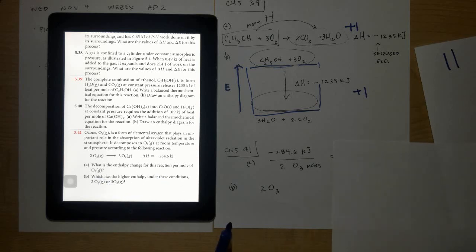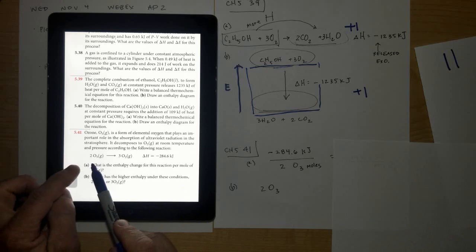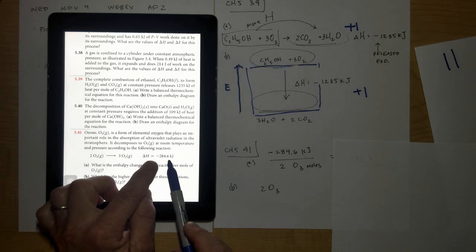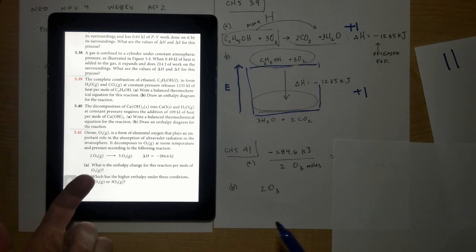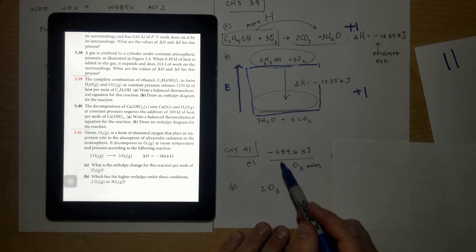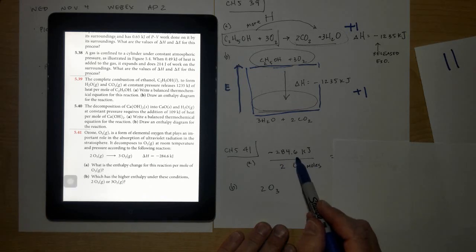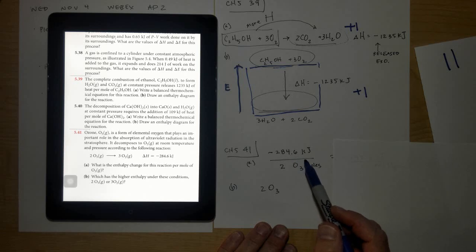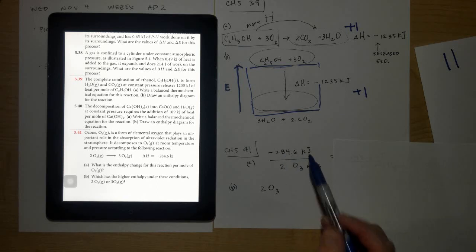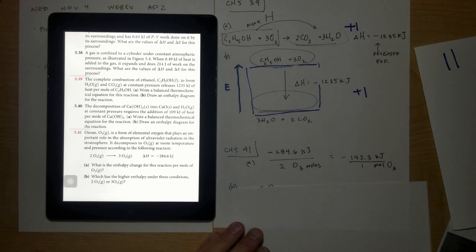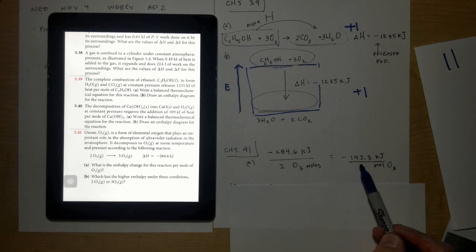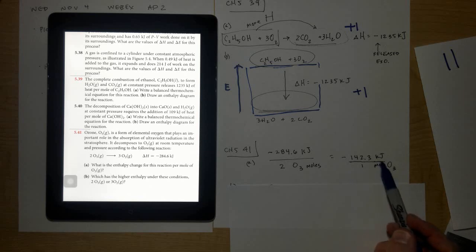Well, in the balanced chemical equation, you'll see that there's a 2 in front of the O3. For every 2 moles of O3, 284.6 kilojoules are released or given off. And so we could write a ratio or a fraction saying for every 2 moles of O3, 286.4 kilojoules are given off. But we want to know how many kilojoules there are per 1 mole of this. So you have to divide those two. And so when you divide that, you get negative 142.3, and then that's per mole.